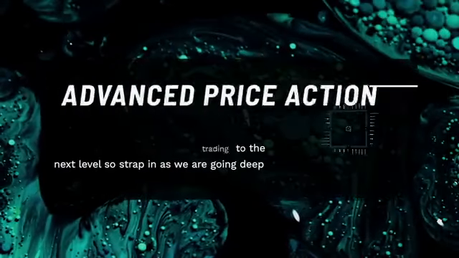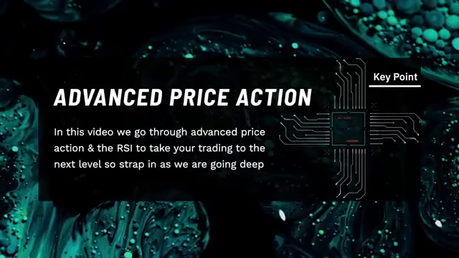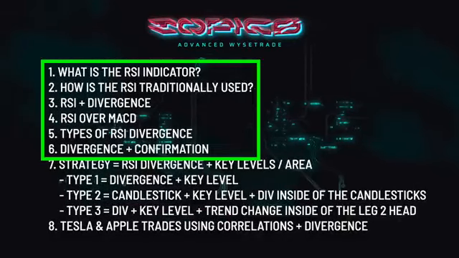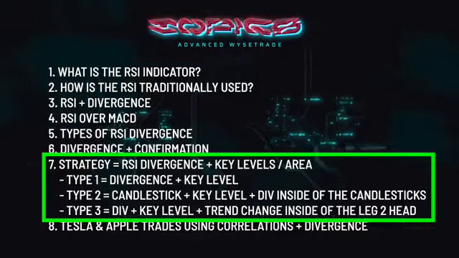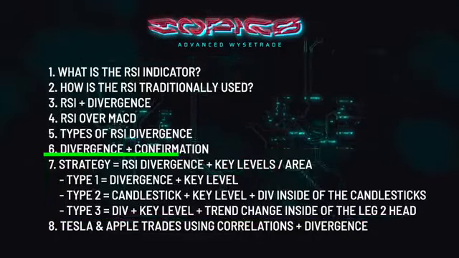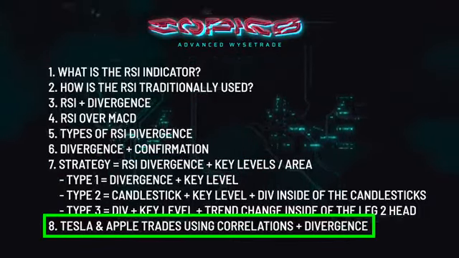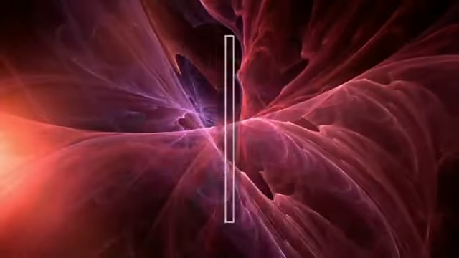So, we're going to go very in-depth in this video. Here's a quick breakdown of what we will be covering. First, we'll go through all the core concepts to get everyone on the same page. Then we're going to go through the strategies section. And finally, we will show you how we used all these concepts to take trade entries on Tesla and Apple during the big market pullback. So strap in, as we have a lot to cover today, so let's get into it.